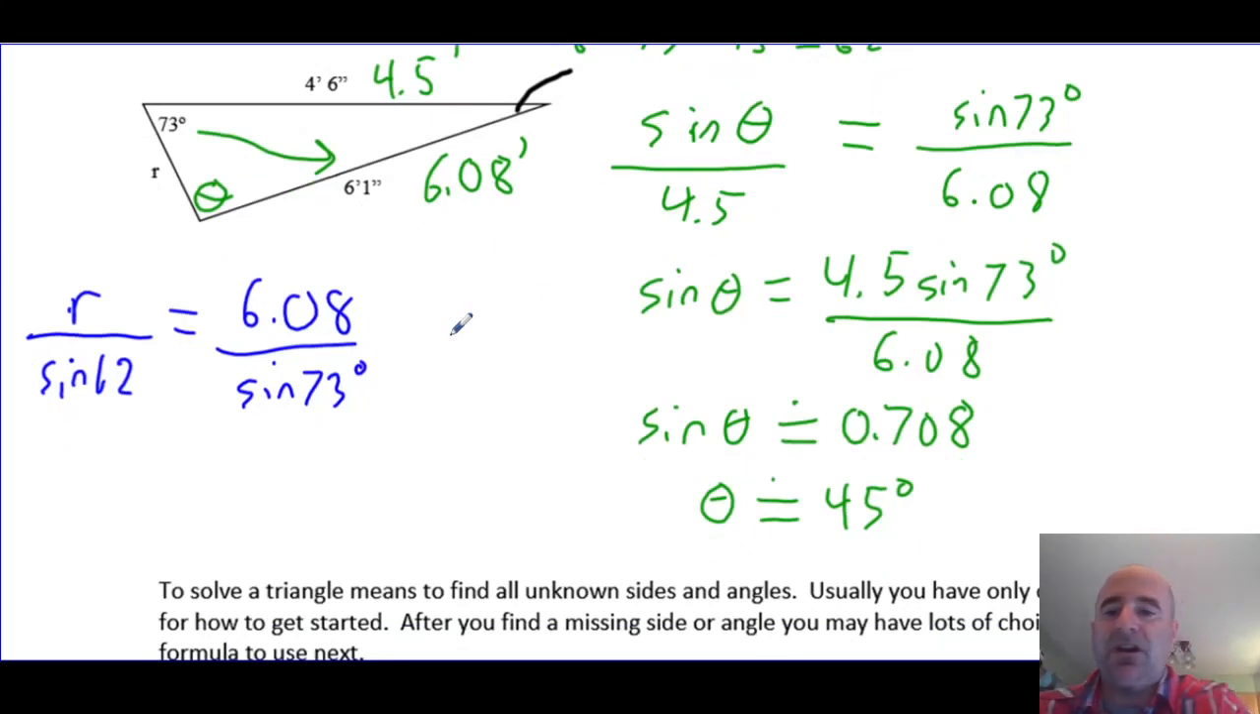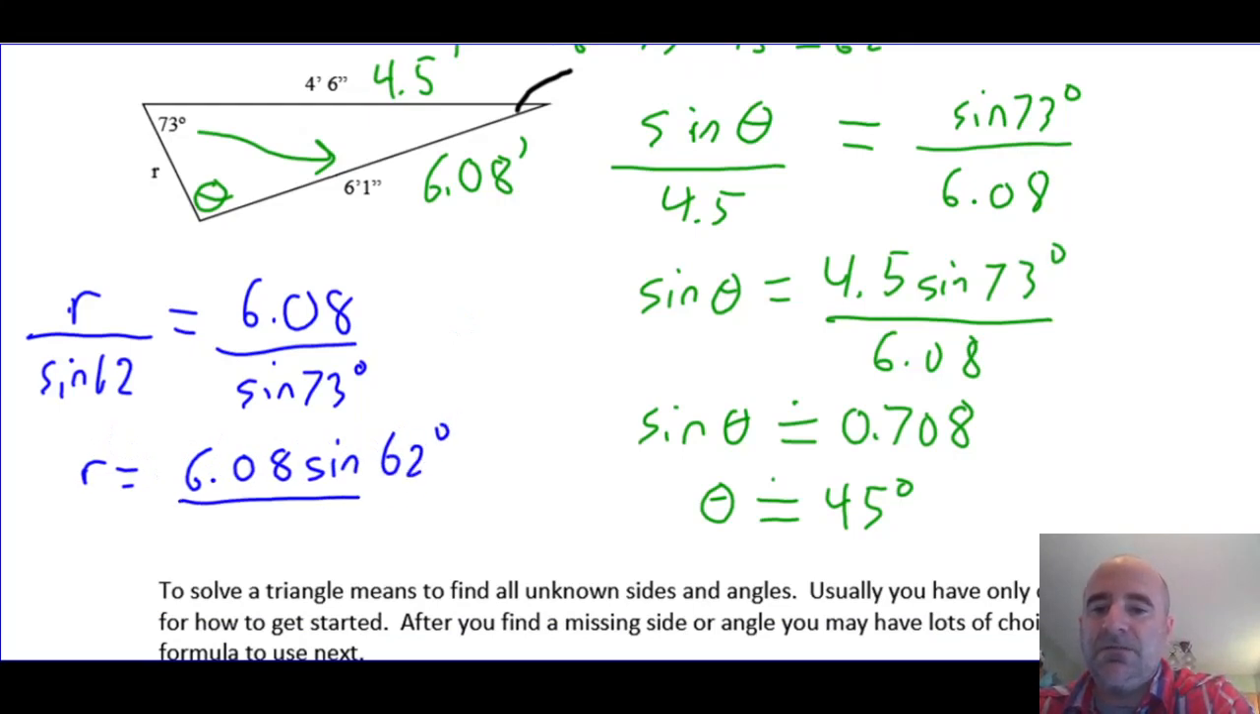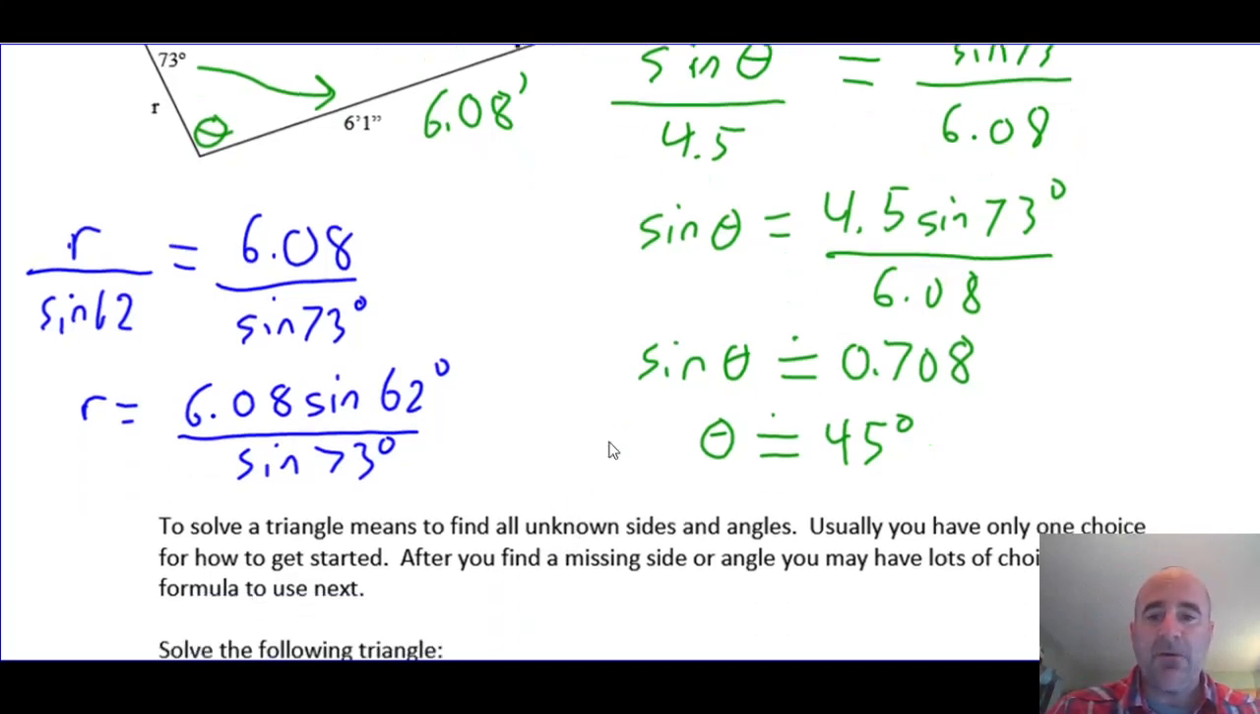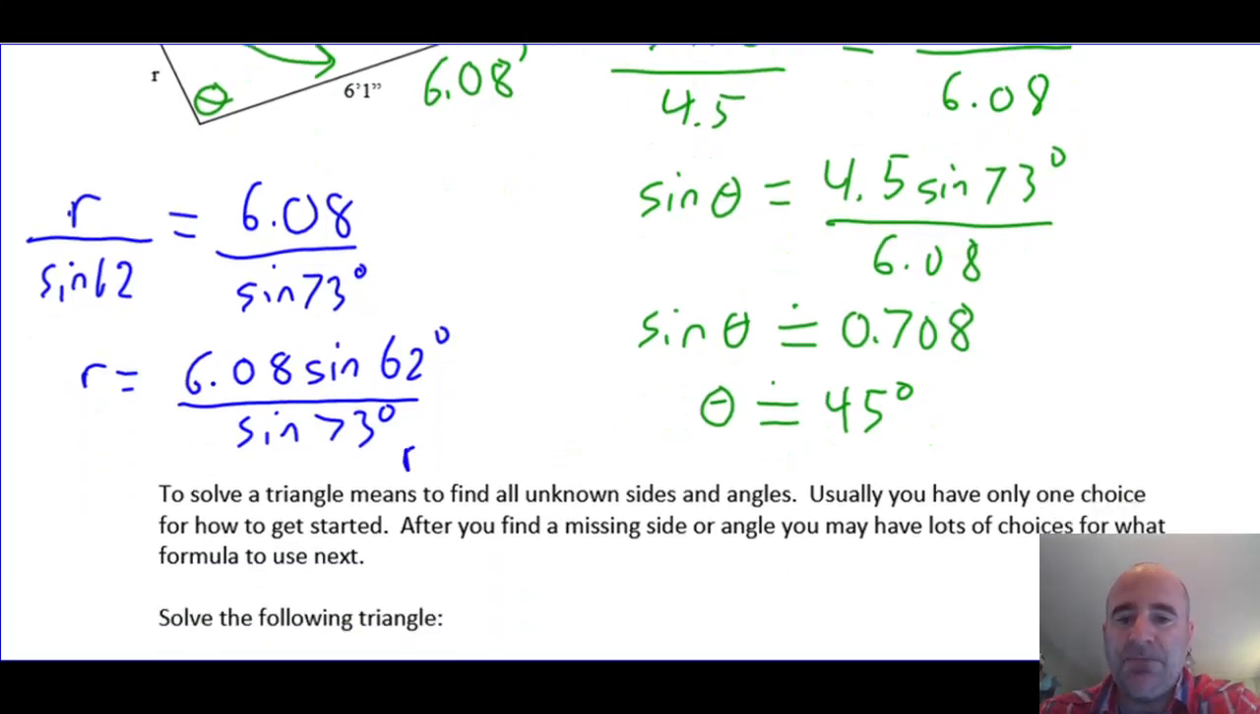From there, I get that R is going to be 6.08 times sine 62 divided by sine 73 degrees. I'm kind of running out of room here. Use your calculator and get that one. That gives me about 5.6 feet. I'll leave it like that for now.